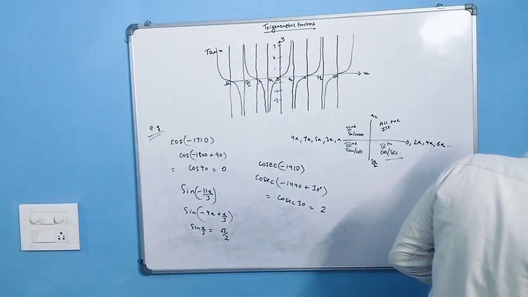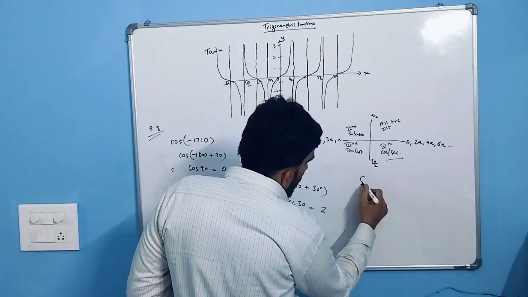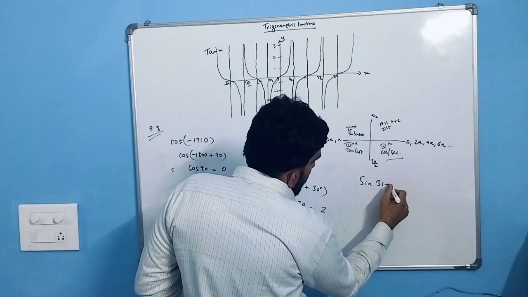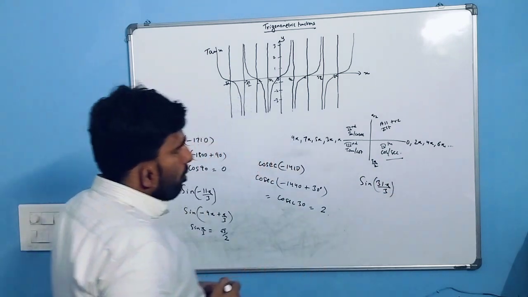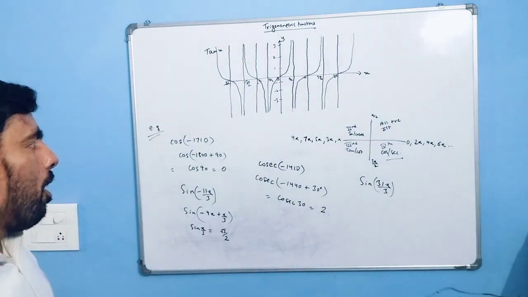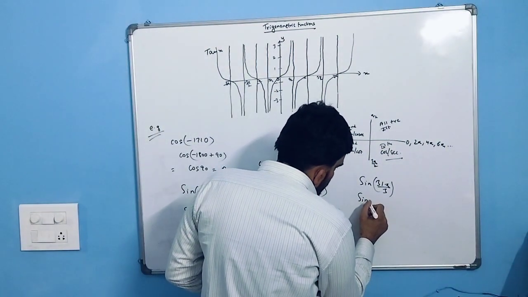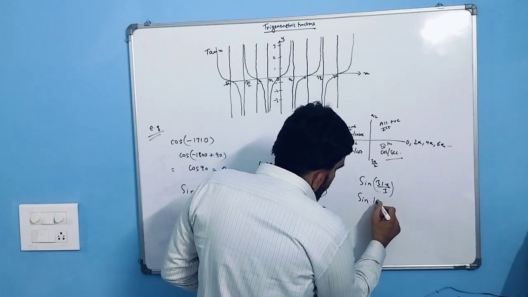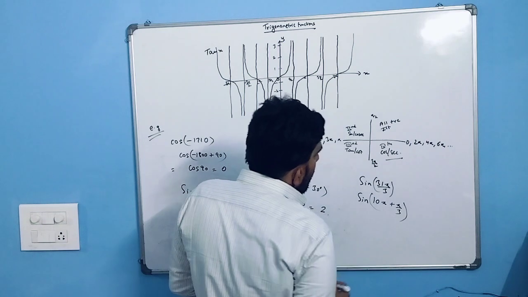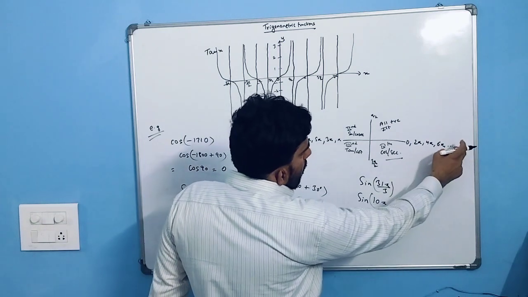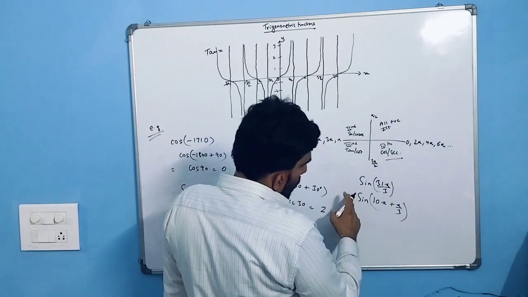Okay. Let's find more. Sine 31 pi by 3. One more we can solve, sine 31 pi by 3 now. Now 31 pi by 3, what will be the value? If I say, it will be 10 pi plus pi by 3. I can write this 10 pi. It will go to this quadrant. 10 pi will be here. So plus pi by 3 because positive.